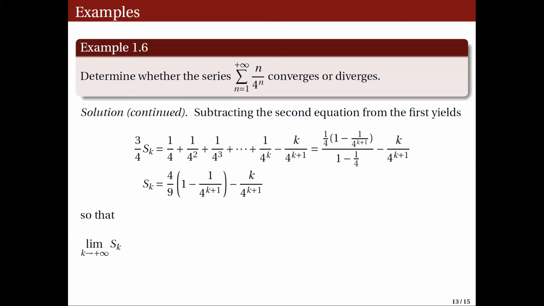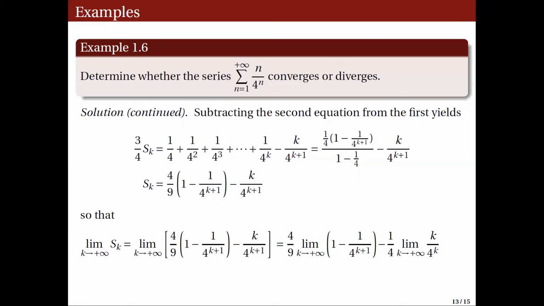So s_k is equal to 4/9 times quantity 1 minus 1 over 4 raised to k plus 1 minus k over 4 raised to k plus 1. So this is the closed form for s_k, and then we now take the limit. The limit of s_k as k goes large is equal to the limit of 4/9 times quantity 1 minus 1 all over 4 raised to k plus 1 minus k all over 4 raised to k plus 1 as k goes large, which can be written in this way.